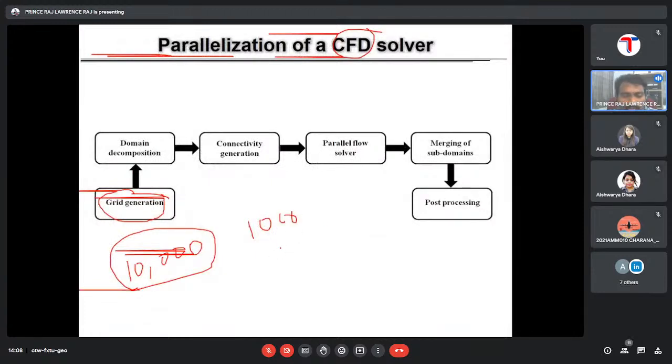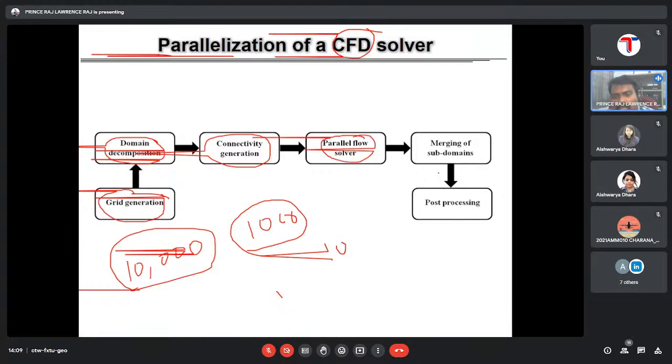If I want to do that, I will run with 1000 processors. Approximately 10 crore divided by 1000, so each processor will have some amount of cells. That splitting of the domain is called domain decomposition. Now we have to generate the connectivity, so how the processors are connected in between, that we have to generate. Then we will solve the solver in parallel. Then in order to see the results, we will do the merging of subdomains. I will show you why I am doing that.